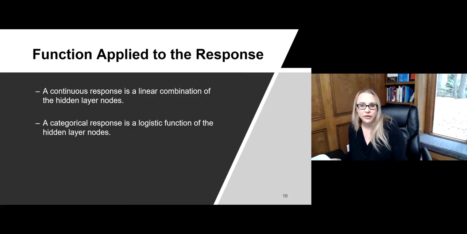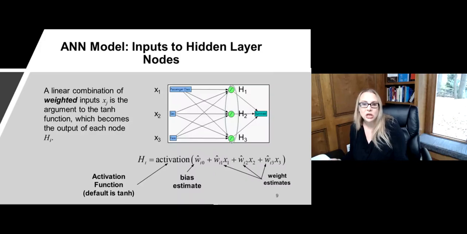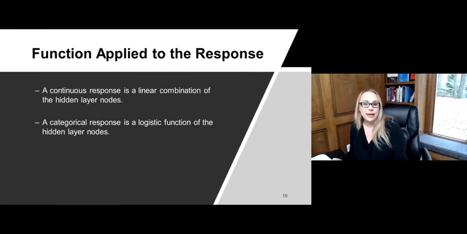Now let's talk about the function that is applied to the response. For a continuous variable, it's going to be a linear combination of the hidden layer nodes. For a categorical response, it's going to be a logistic function of the hidden layer nodes. So we are just talking about how we are getting from the hidden layer node out to our final prediction, which in the case of the survivor is a binary outcome. You either survived or you did not. We would be using a categorical response, which is going to be a logistic function of the hidden layer node.